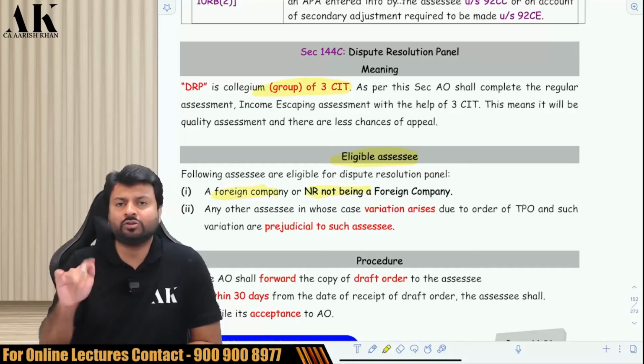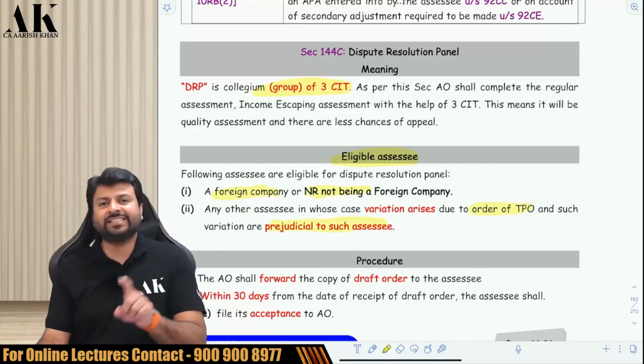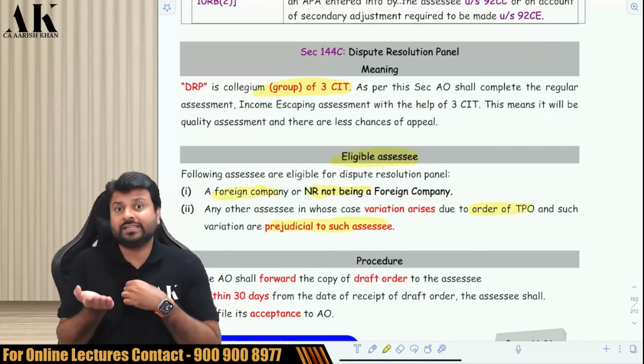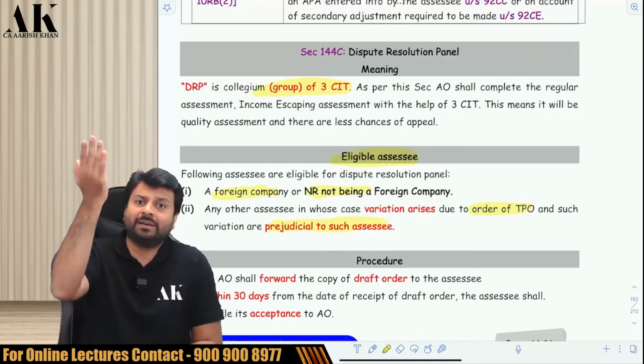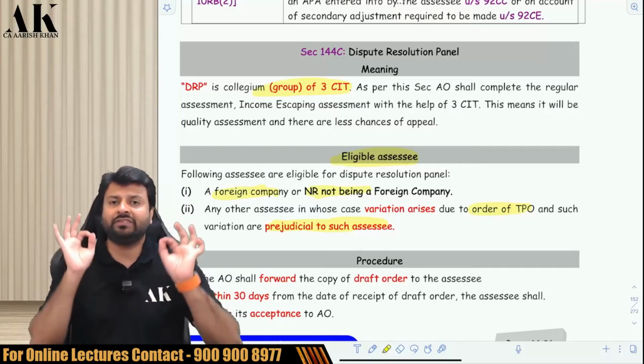Any other assessee can also be eligible if the TPO has passed an order prejudicial to the assessee. So, in case of a foreign company, in case of a non-resident, and in case of any other assessee in whose case the TPO has passed an order prejudicial to the interest of the assessee, that is, it has increased the tax liability or reduced the refund or reduced the losses, then in that case the AO cannot directly pass the order.